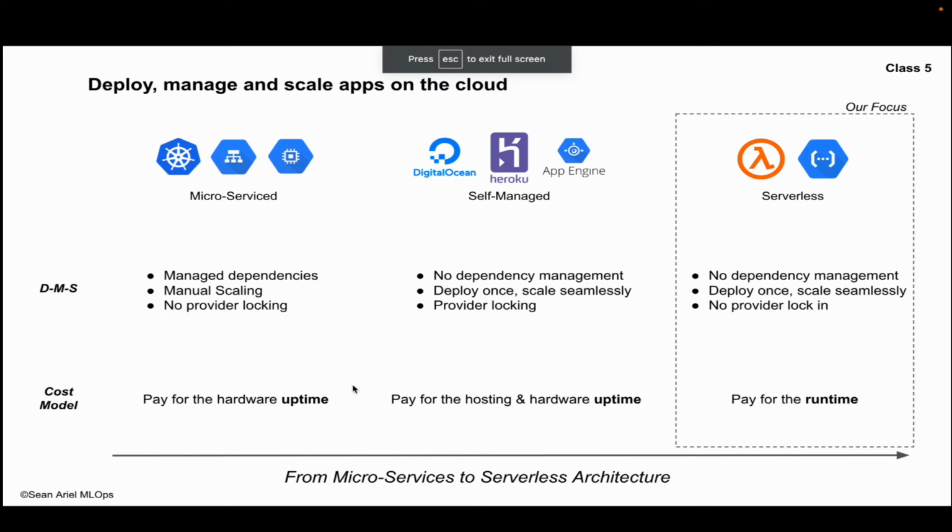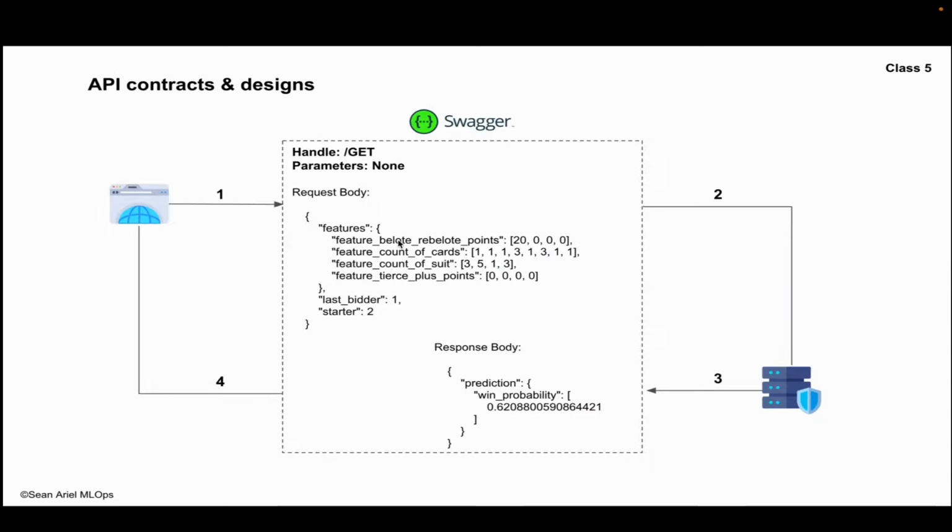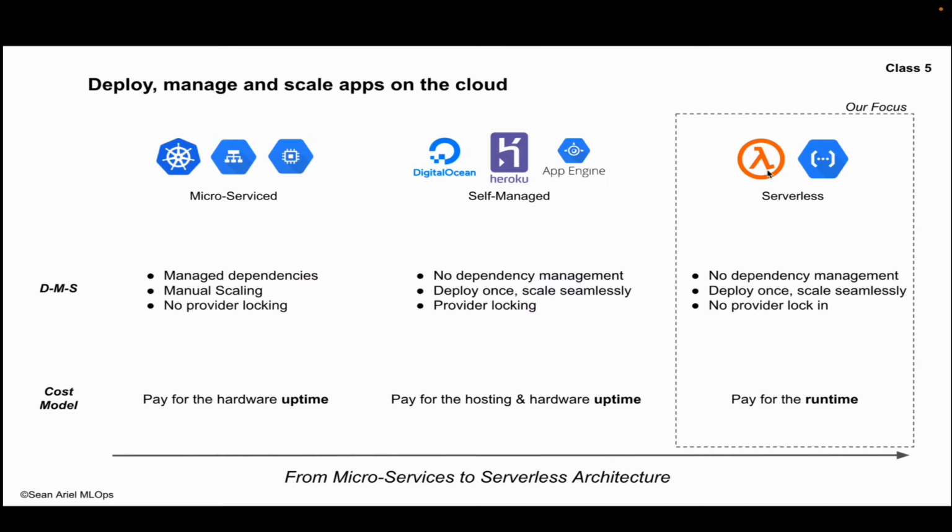But this is completely different for serverless architecture. You don't pay for uptime, you pay for runtime. So you don't pay for a virtual machine that's running nonstop. You pay whenever somebody actually tries to access your API. In other words, whenever somebody wants to know what the prediction is for a specific hand, we pay for that request. That is the cost model of the serverless architecture, and this is very, very powerful. It's great for us because it minimizes the cost and allows us to manage our budget much better.